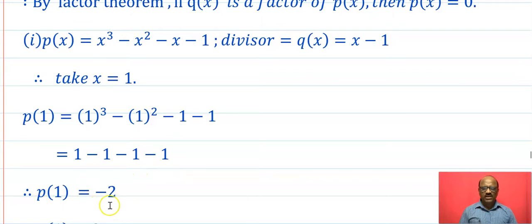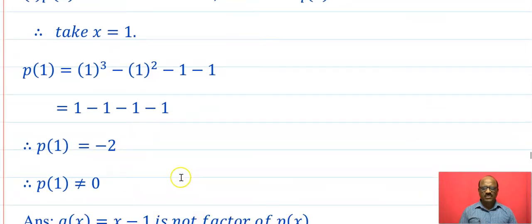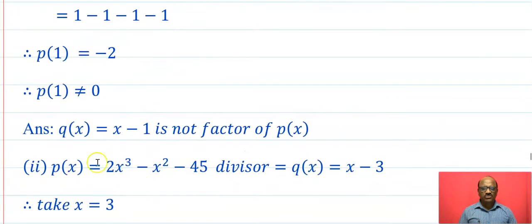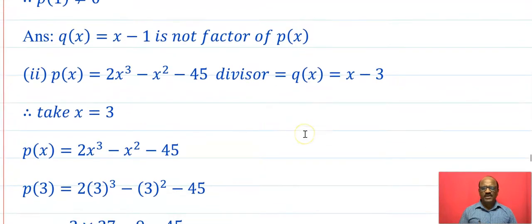That is, p of minus 1 is minus 2, which is not equal to 0. And then what do we determine? That is, p of x is equal to x minus 1, is not a factor of p of x.